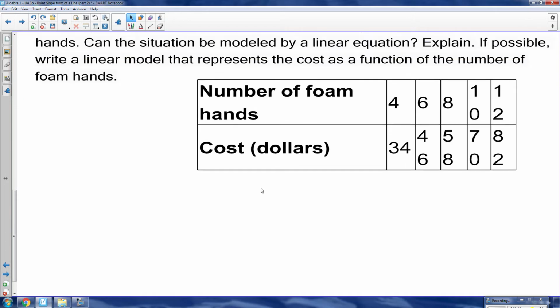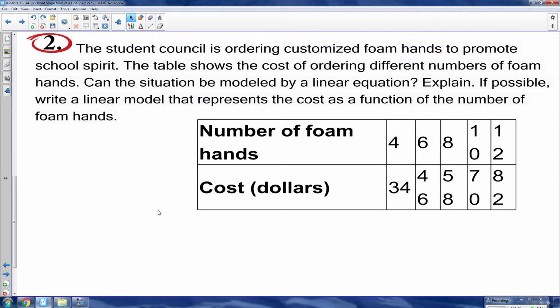Okay, the student council is ordering customized foam hands. That's awesome. I wish we would order customized foam hands to promote the Woolly Swamp, for example. Now, to promote school spirit, they've got these foam hands. They look kind of like this. I'm holding my hand up with the finger. And this is showing the cost of the numbers of foam hands that they're ordering.